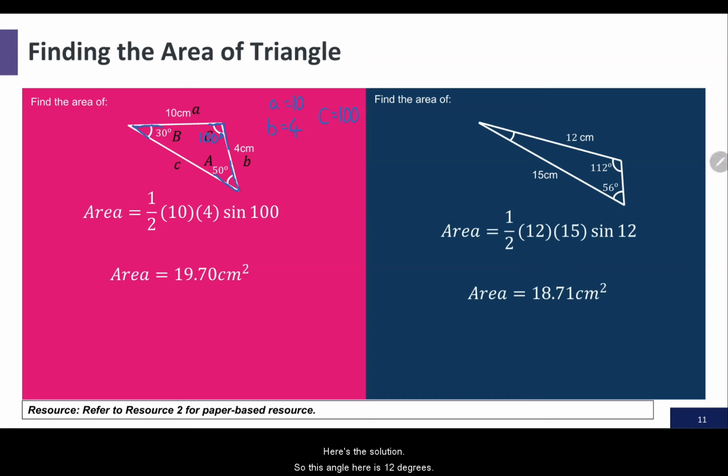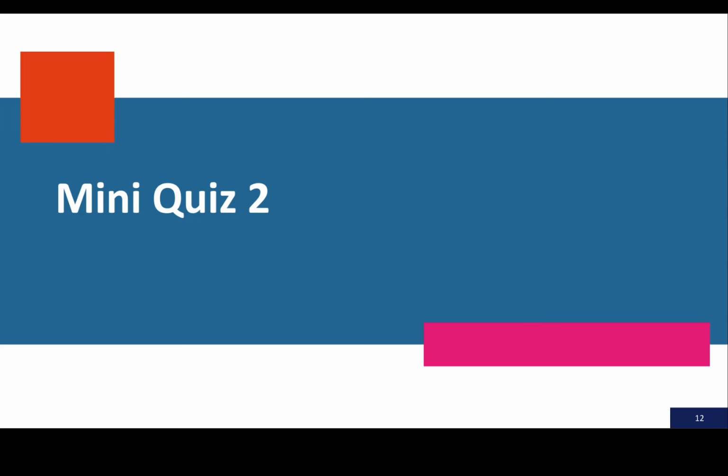So this angle here is 12 degrees. So it's a half multiplied by 12 multiplied by 15 multiplied by sine 12, which is 18.71 square centimetres. Pause the video, have a go at mini quiz 2 and press play when you're ready.